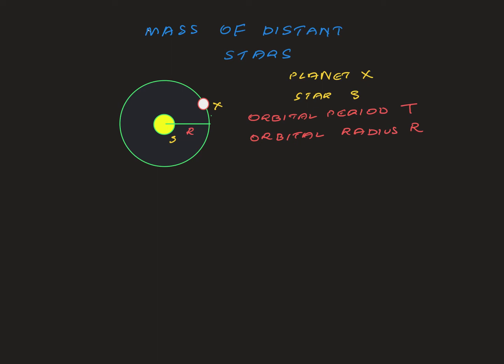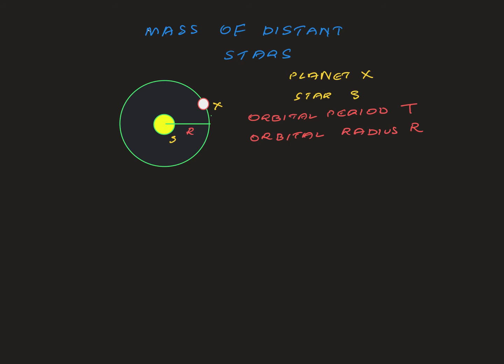So how do we find the mass of a star by looking at a planet that is orbiting the star? If we know the orbital period T and the radius r, can we find the mass of the star? For instance, we have a planet like Earth, and we know it takes 365 days to orbit the sun, and we also know the distance from Earth to the sun. Can we calculate the mass of the sun?